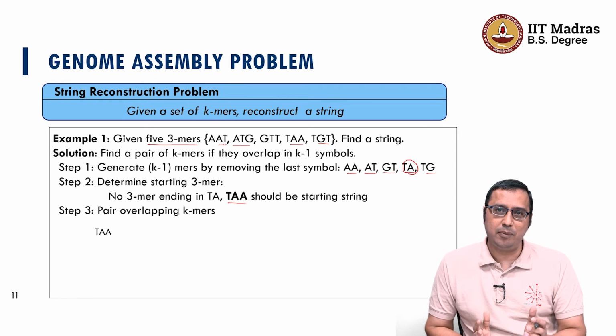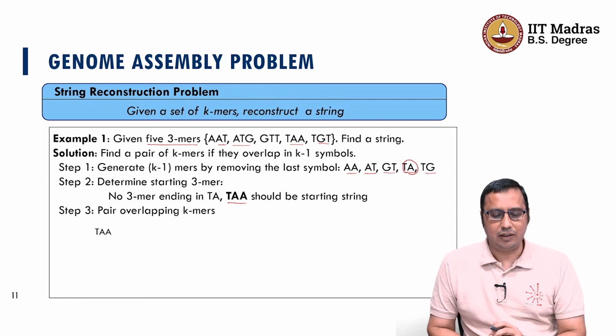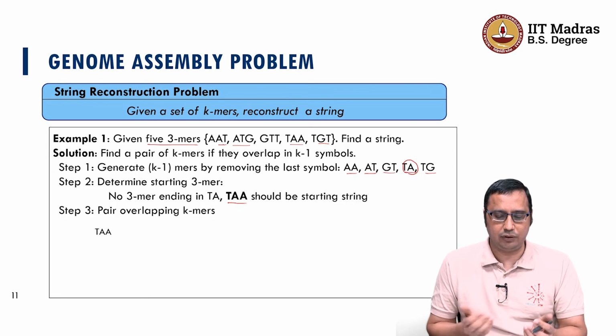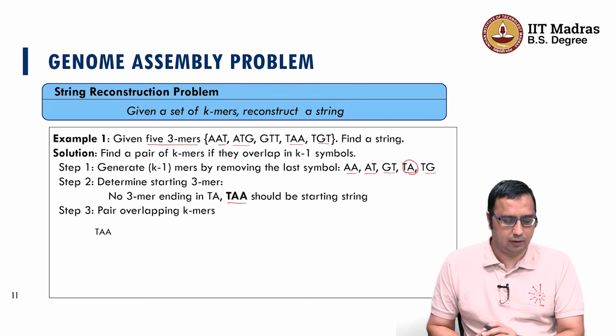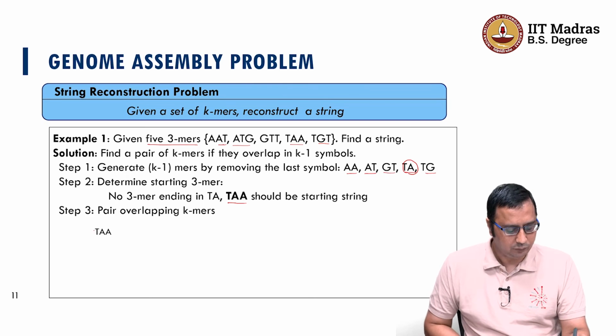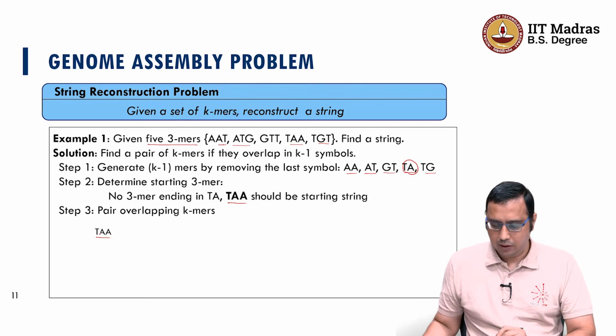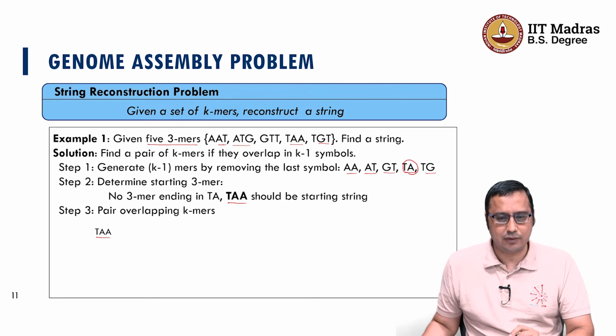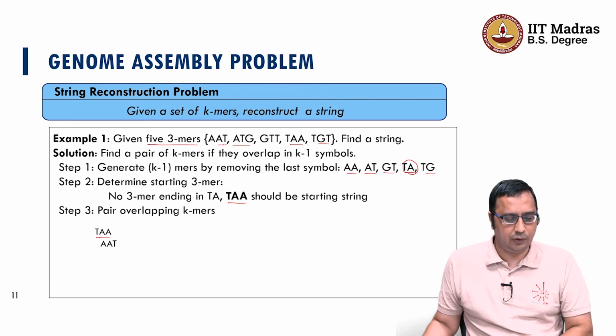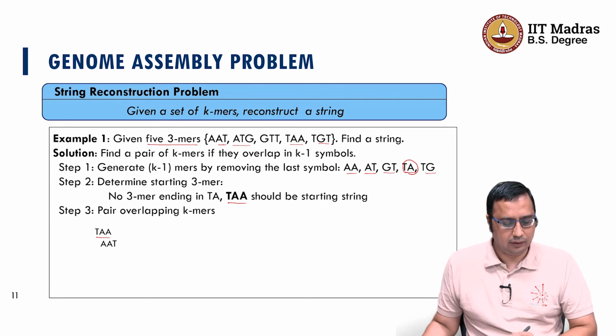Remember that there might be multiple k-mers which are not ending at all, so you might have multiple options for the starting. But in this case, we have only one starting string, which is TA. Now, what we are going to do is find the next string which starts with AAT, and then again look at another one which starts with AT.